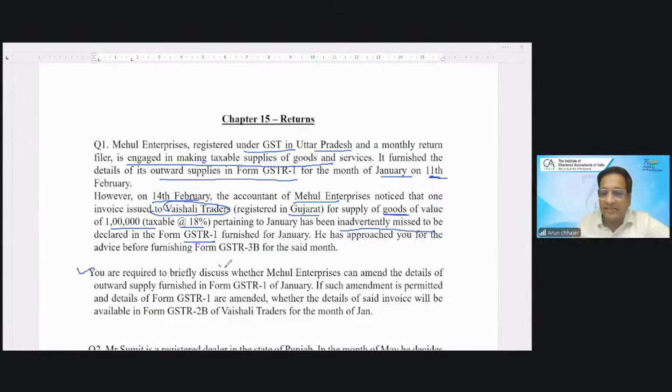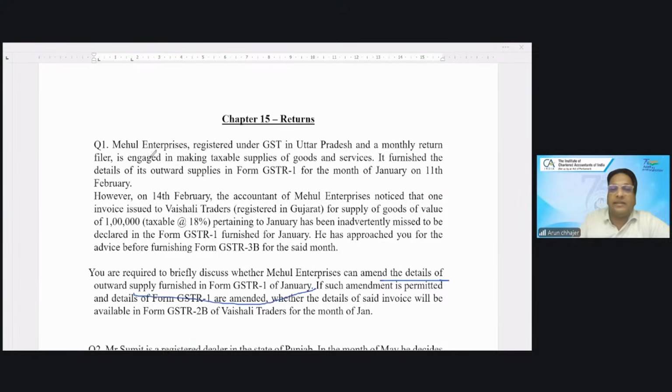You are required to briefly discuss whether Mehul can amend the R1 of January, and whether the detail of the said invoice will be available in 2B of the recipient in January. Now, give me the answer. First, tell me, can he amend the details furnished in the GSTR-1 of January? Inadvertently means mistakenly. Very nice. Amendment will be made by which form? Form number.